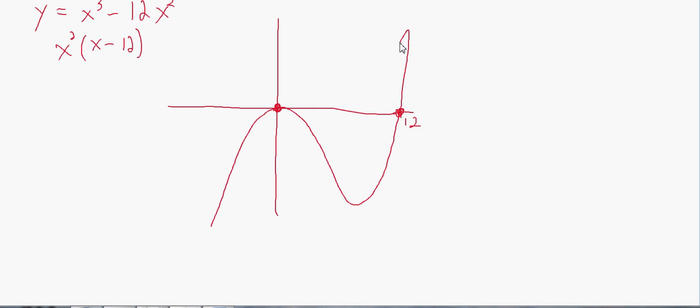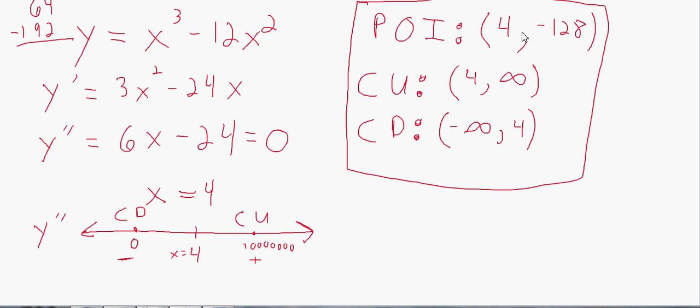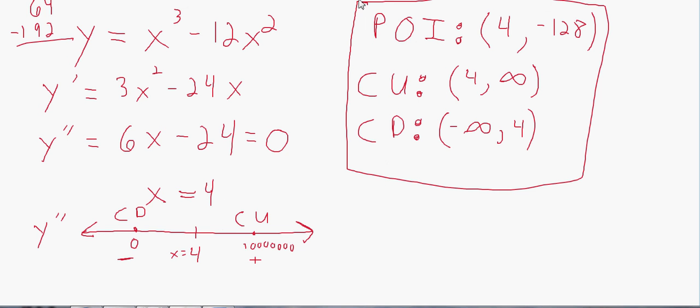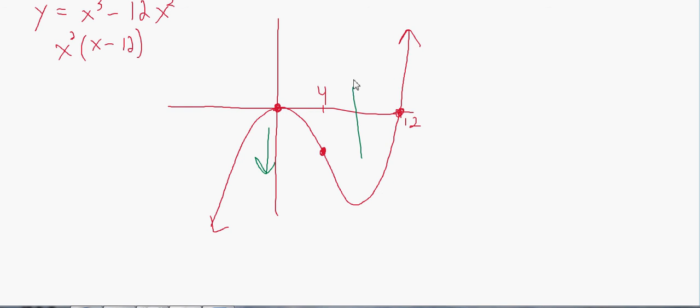I don't know exactly how far we're going to go down right yet because we didn't find the minimums. And we said there's a point of inflection at 4, negative 128. So it goes down pretty far. But that's going to be like right here, we'll say. 4. That's the point. And you can see that the concavity is changing. On this side, there's a bowl opening downward, concave down, which is what our interval told us, negative infinity to 4. And on this side, there's a bowl opening upward, concave up.